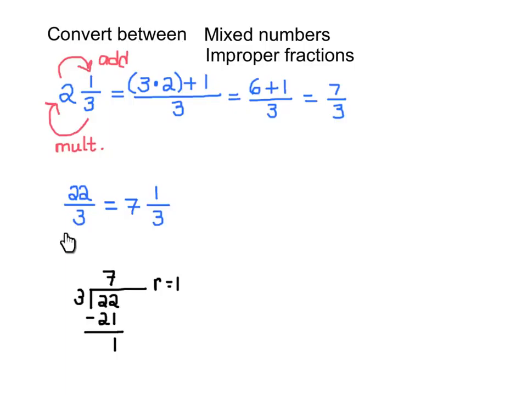So here we started with an improper fraction where 22 is greater than 3. So the numerator is greater than the denominator. And the result is a mixed number where we have a whole number part and a fractional part. So these are the directions for converting between mixed numbers and improper fractions.